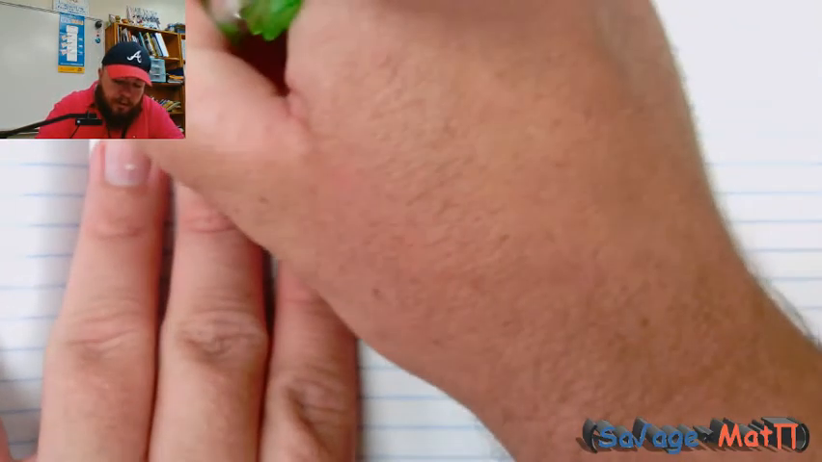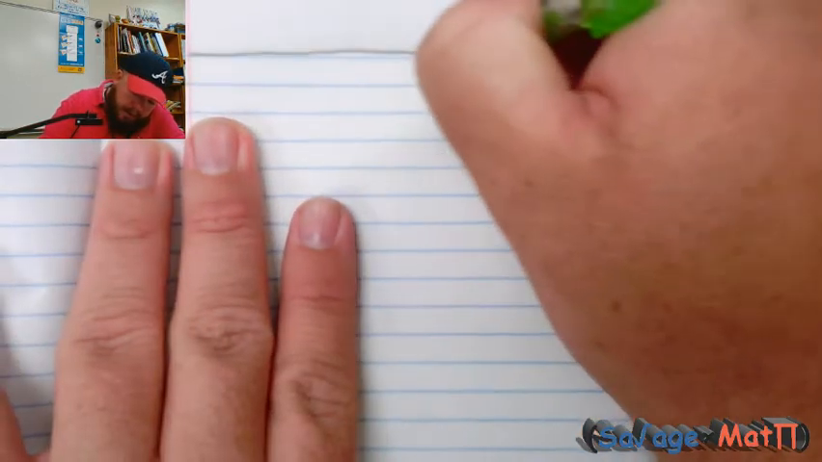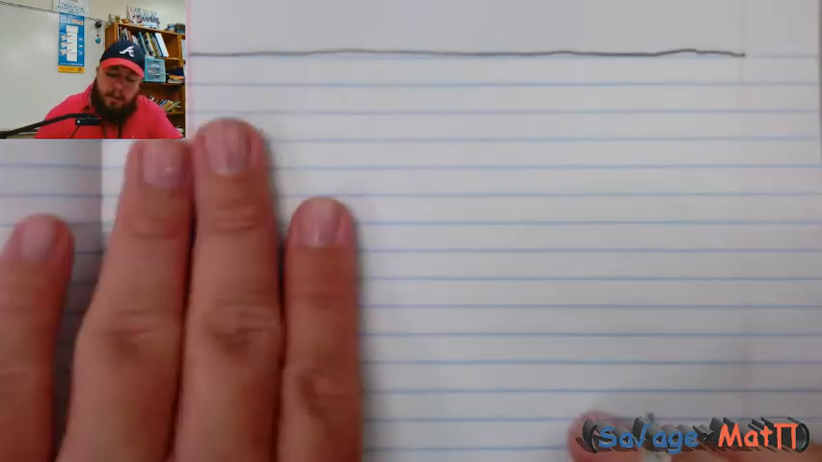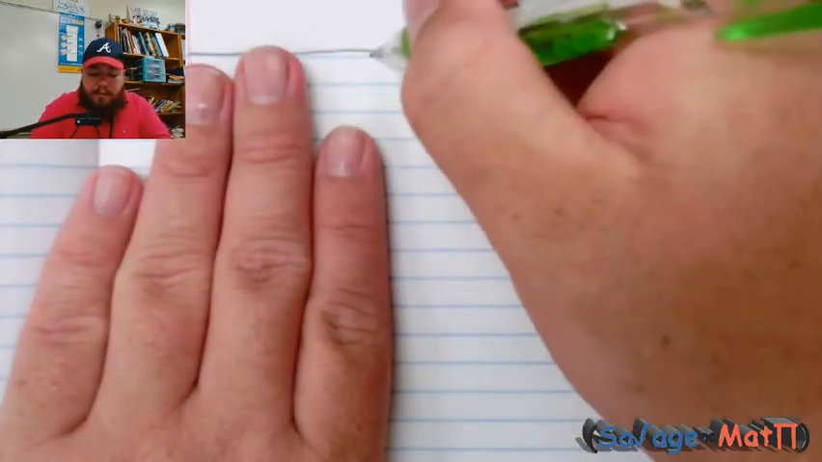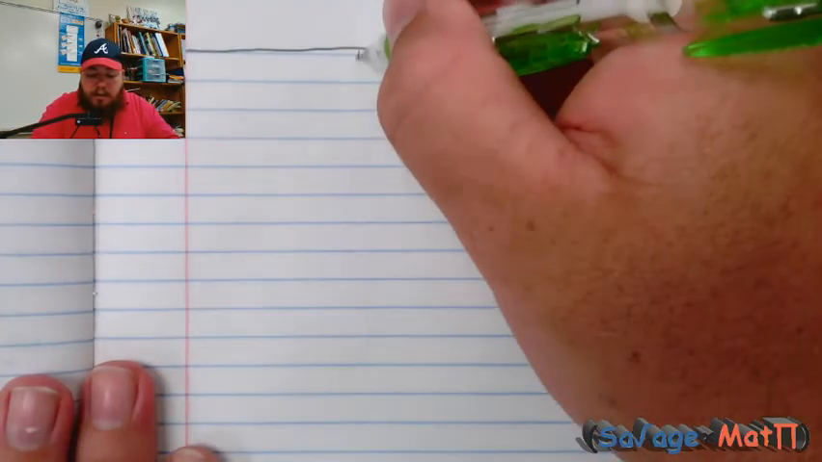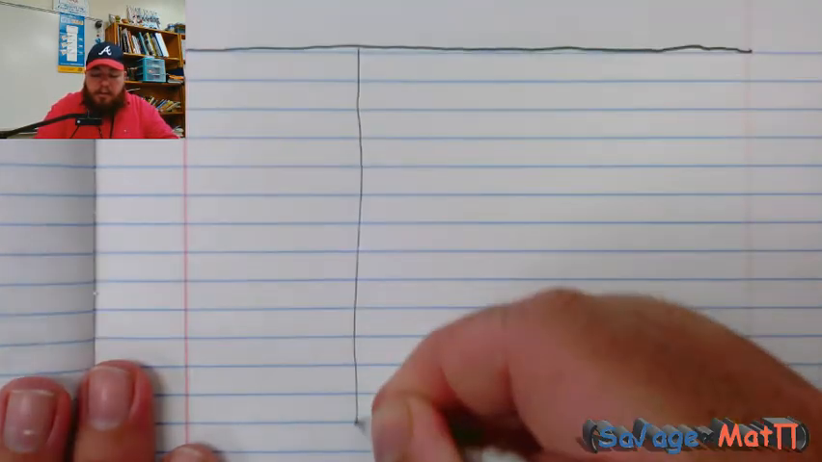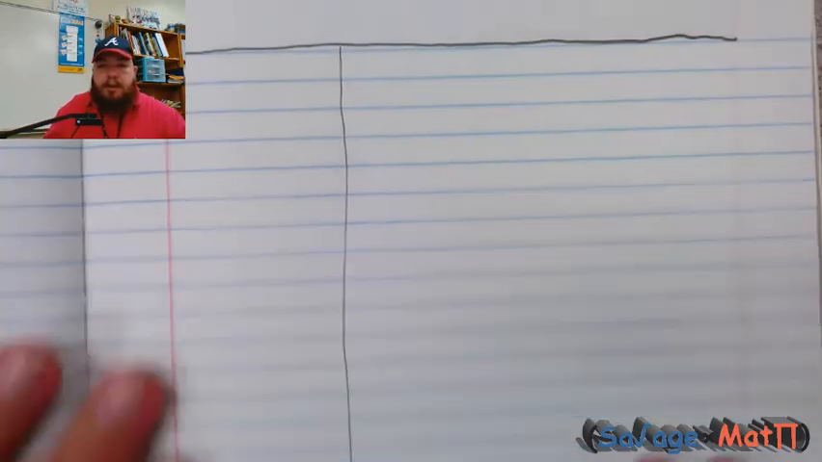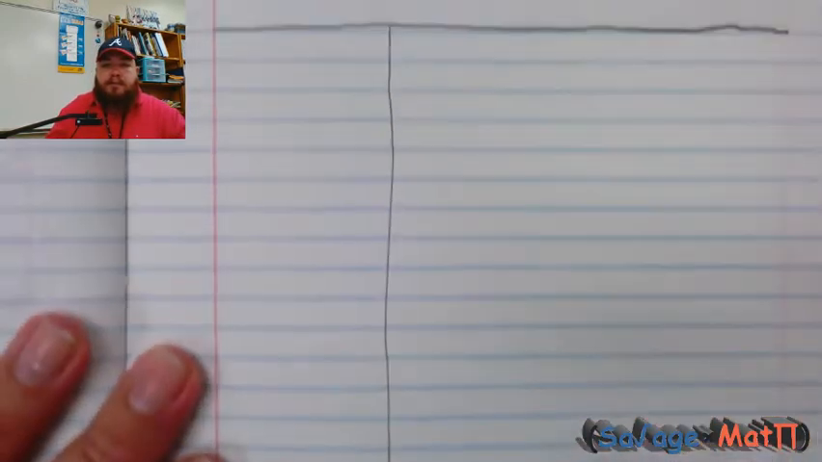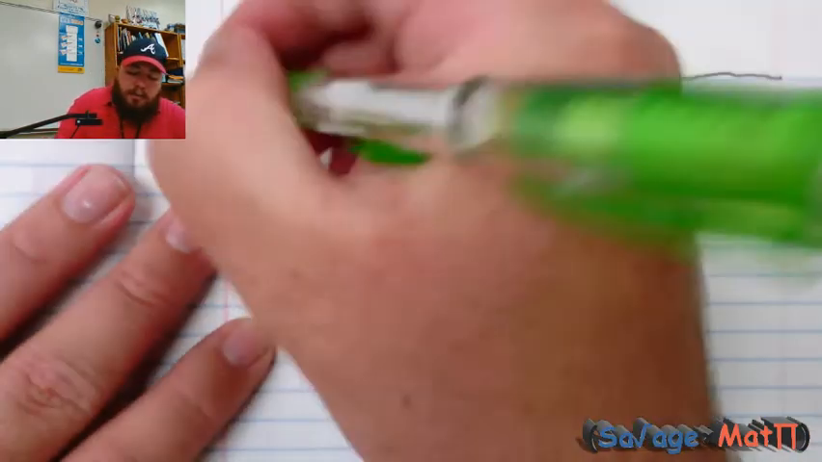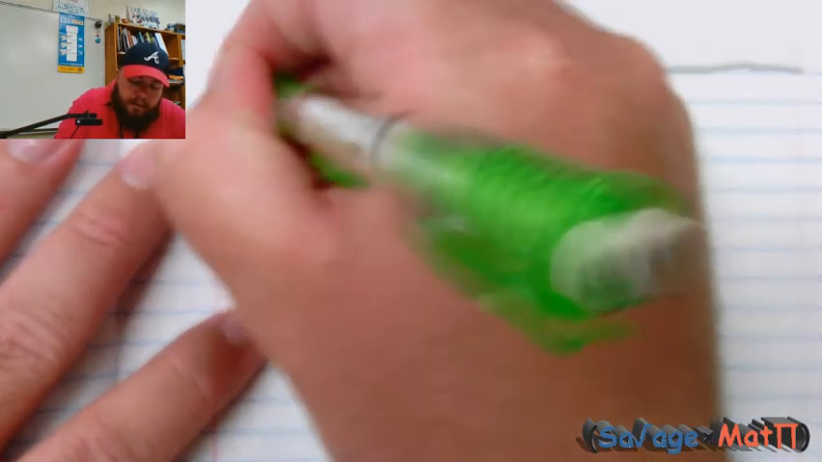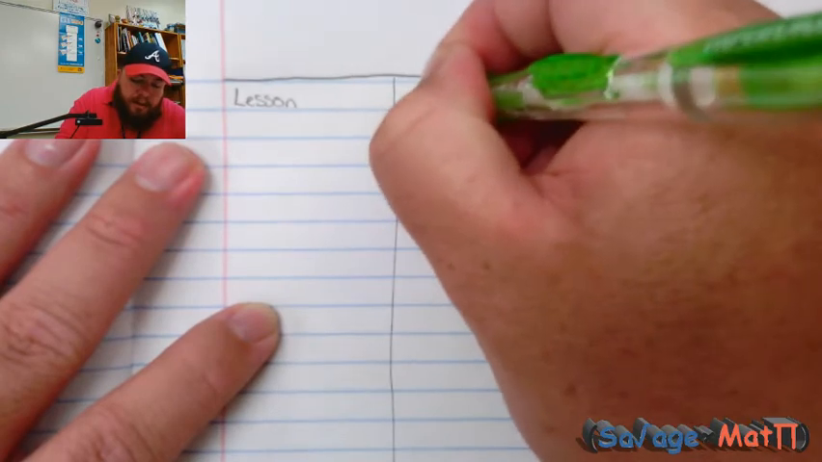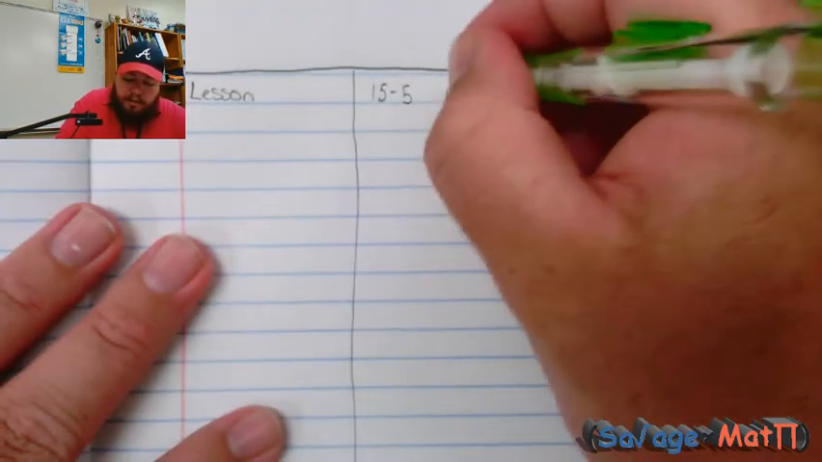Remember, we're going to draw a line across the top of the page. And then I'm going to use about a 3-finger gap, and I'm going to draw a line down the page. I'm not going to go all the way down. I'm going to leave myself some room at the bottom. The first thing I'm going to need to write is lesson. Today we're working on 15-5, which is classifying quadrilaterals.